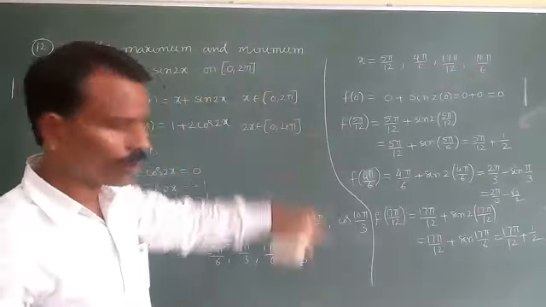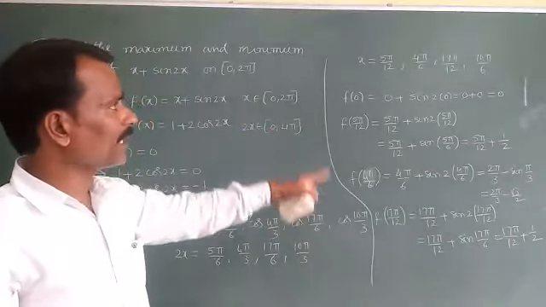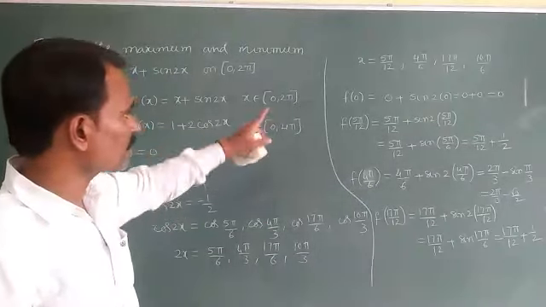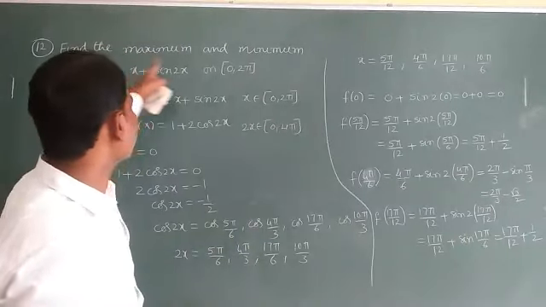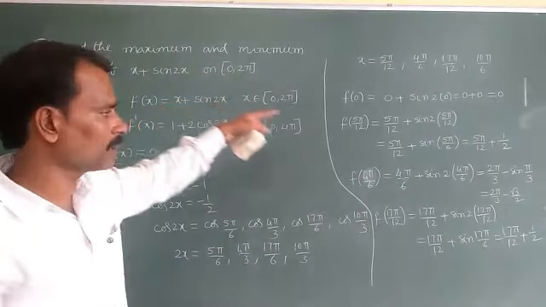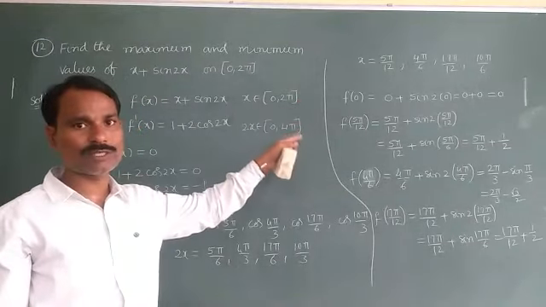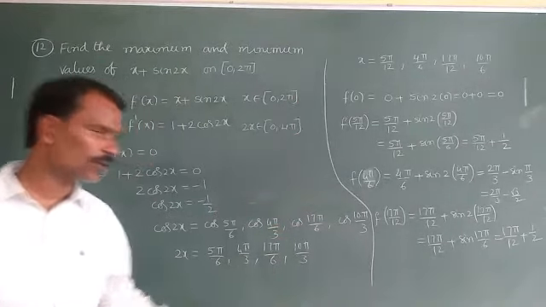So just note down, I will complete this one. And remaining f of 10 pi by 6 and one more is f of 2 pi. So by solving that you will find the maximum and minimum values it is asking. Which is the highest value in this and which is the smallest value? First note it down.